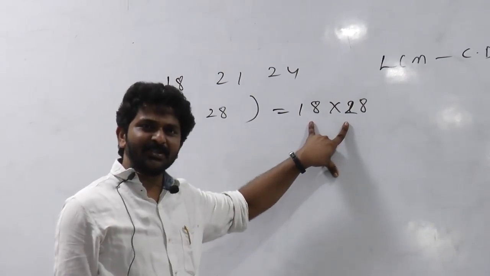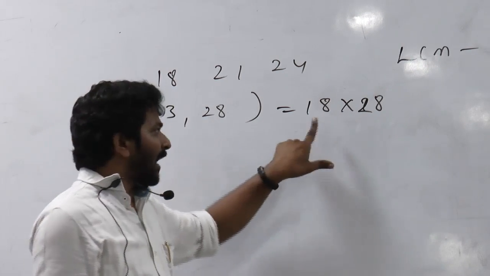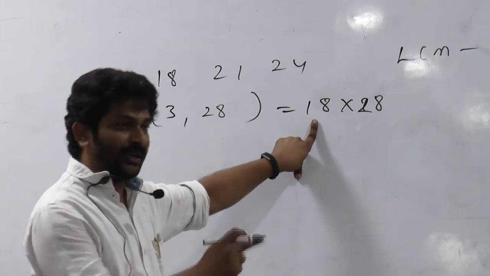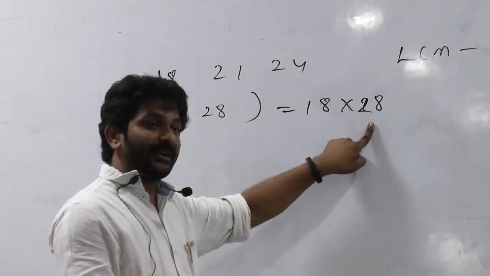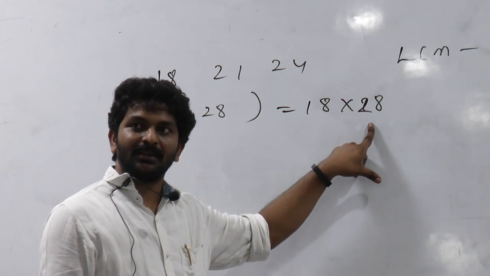What is the difference between these two numbers? 10. The middle number is 5. Add 5 to 18, what do you get? 23. So you can treat this number as 23 minus 5, and this is 23 plus 5. a square minus b square, 23 square minus 5 square.